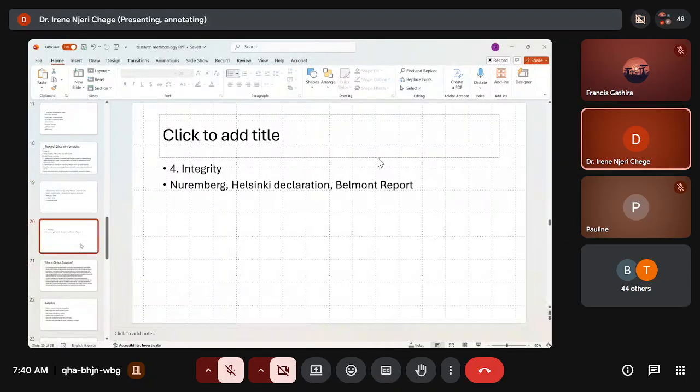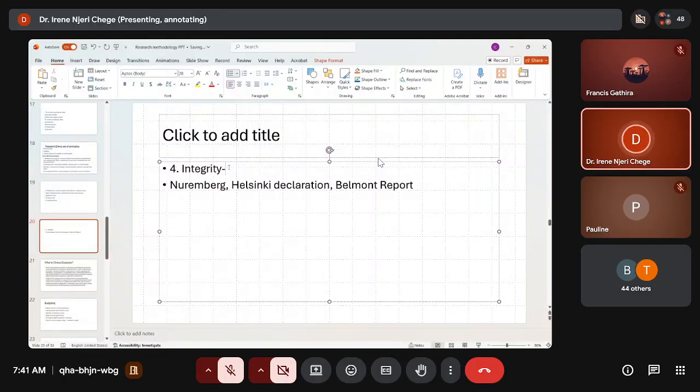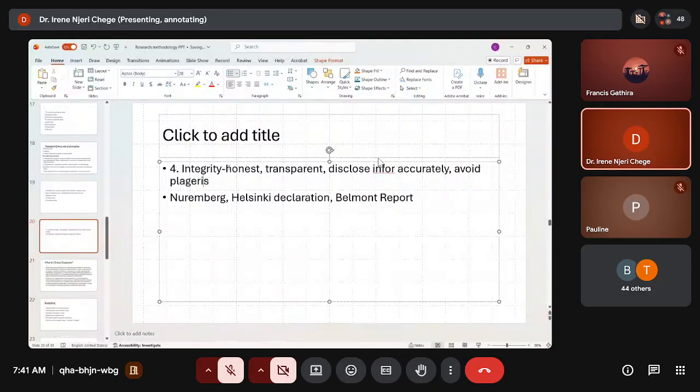Now the fourth, is it the fourth or the fifth? The fourth core principle is what we call integrity. So what is integrity? You want to produce, let's say, honest work. You want to be honest. You want to be transparent. You want to disclose information accurately. You want to avoid plagiarism. That means you're citing your sources.